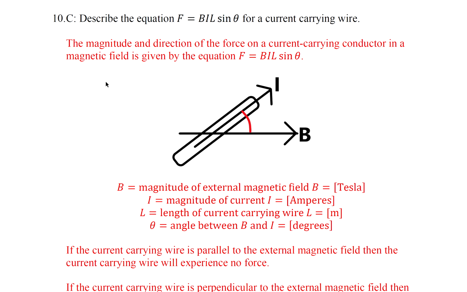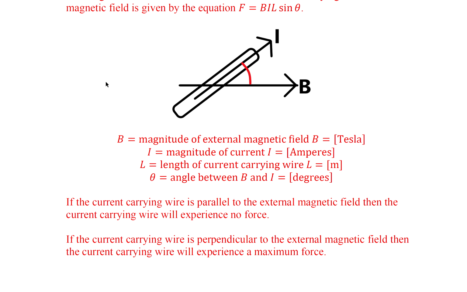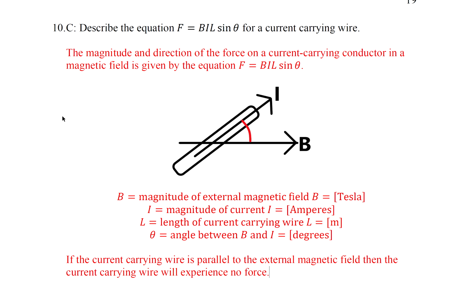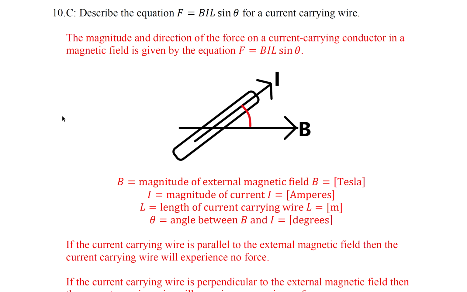Question 10. Describe the equation F equals BIL sine theta for a current carrying wire. So the magnitude and direction of the force on a current carrying conductor in a magnetic field is given by this equation. So if the current carrying wire is parallel to the external magnetic field, then the current carrying wire will experience no force, because the sine of 0 is 0.